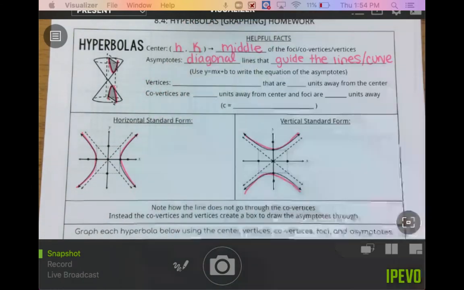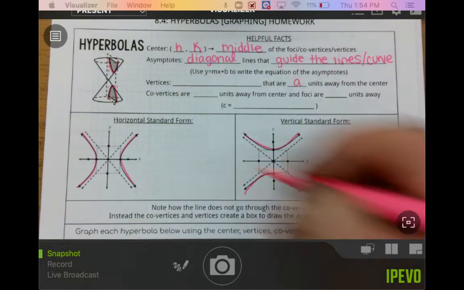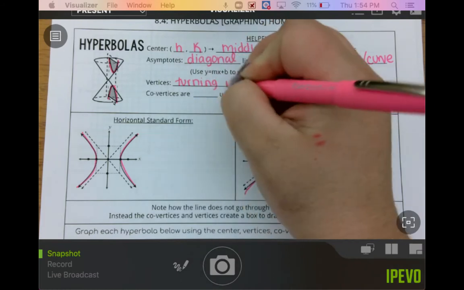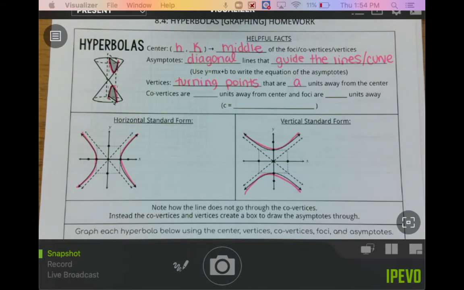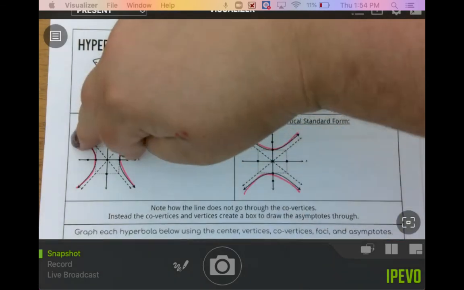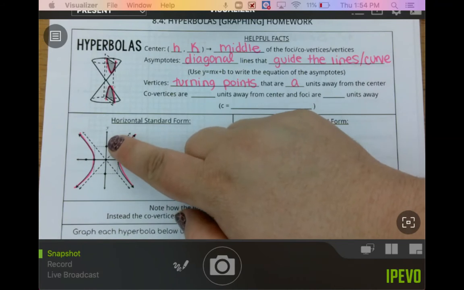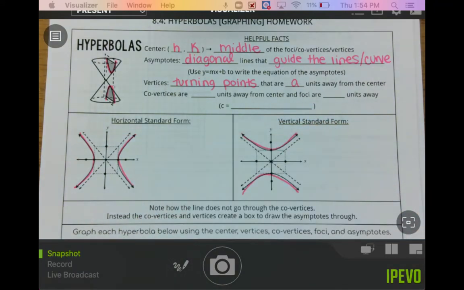Okay? The vertices are a units away from the center, and they are what's called turning points. The reason why I'm pointing that out is because you'll realize that there's not a curve on all 4 of them. There's only a curve on either these 2 or these 2. These 2 points don't really get used. They're not part of the actual graph. So the co-vertices are just there to help you draw the box, and that's it.